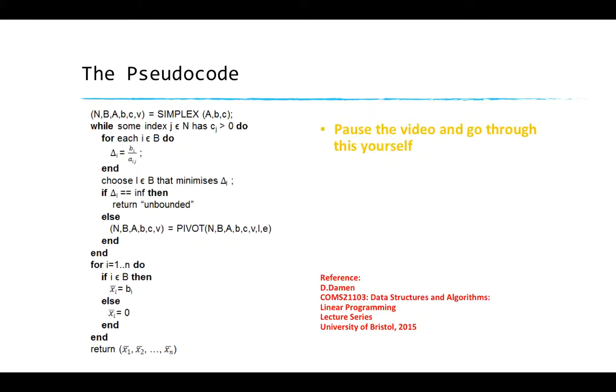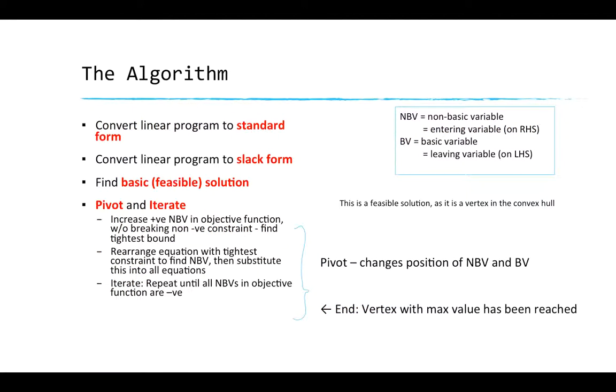This is the pseudocode for the algorithm. Please pause the video and go through this yourself, especially after watching this full video. This is the algorithm for the simplex. Firstly, we rewrite the system in standard form. Then we convert it into slack form. Find the basic solution, pivot, and iterate.